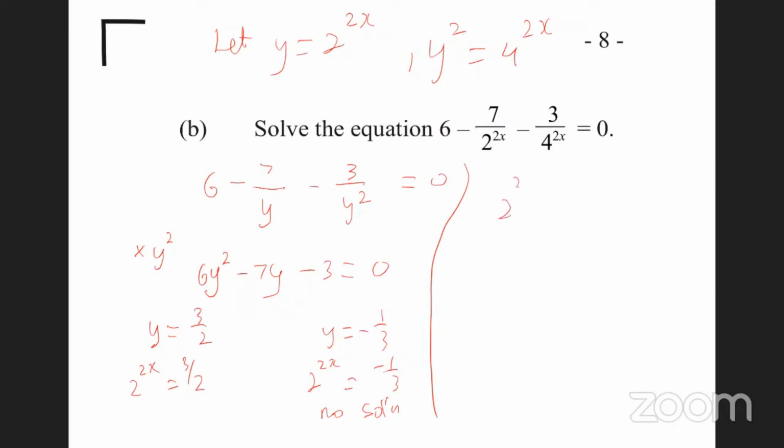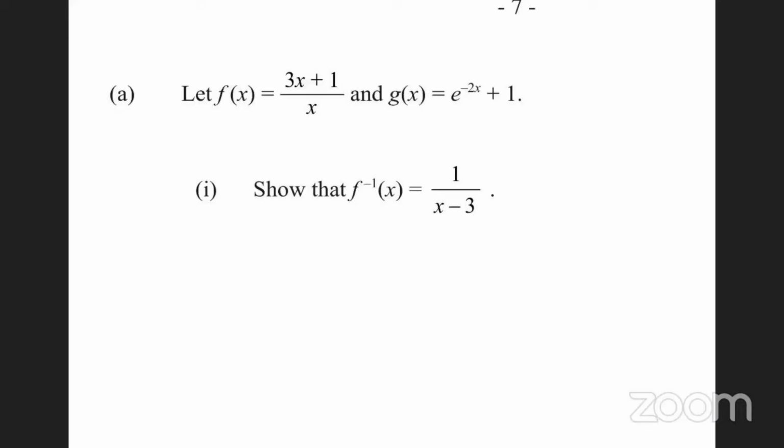Now you want to get 2 to the 2x is 3 on 2. Take logs on both sides. You'll get 2x is equal to log 3 on 2 all over log 2. And you'll get 0.9. Amanda got 0.292. Right? Let's go again.